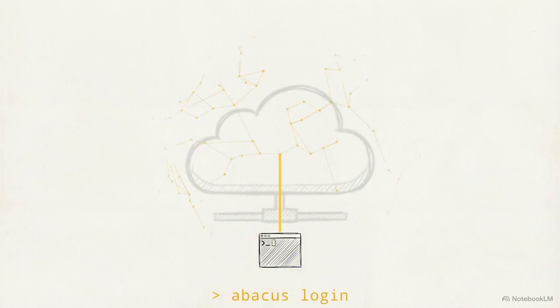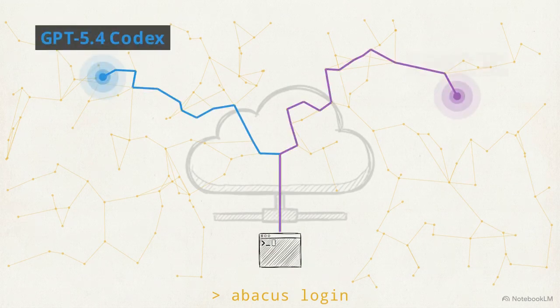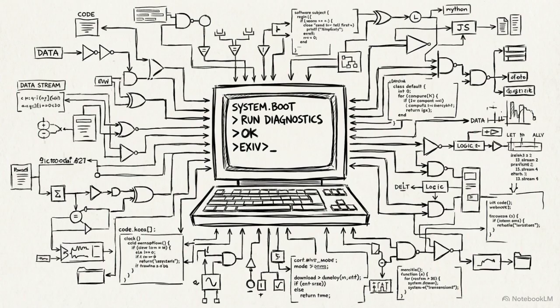That simple login command does heavy lifting behind the scenes. It silently grants your terminal access to enterprise-grade AI models, including GPT 5.4 codecs and Sonnet 4.6. Your local hardware is now fully linked to a massive neural network. The standard terminal screen is ready to operate as an intelligent command center.